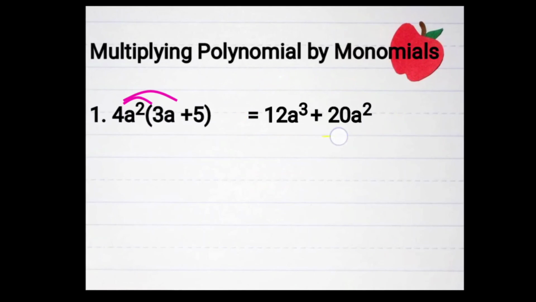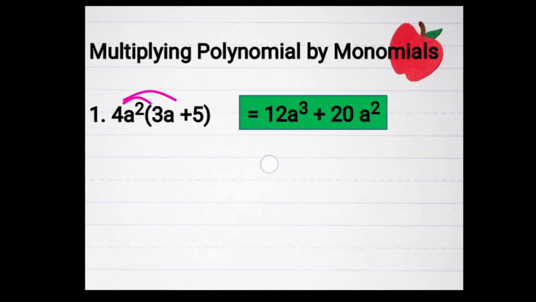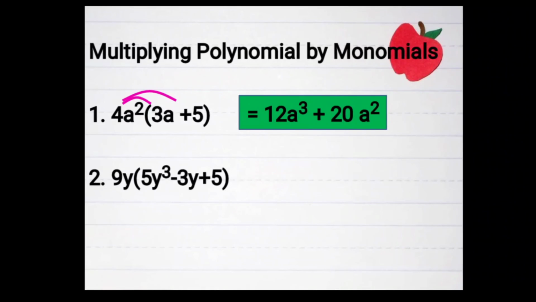Why plus? Because 4 times 5 is positive 20. But if it is negative, then it will become minus. Next, we have 9y, that is our monomial, times 5y cubed minus 3y plus 5.